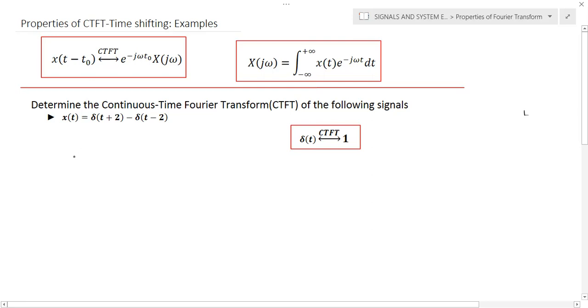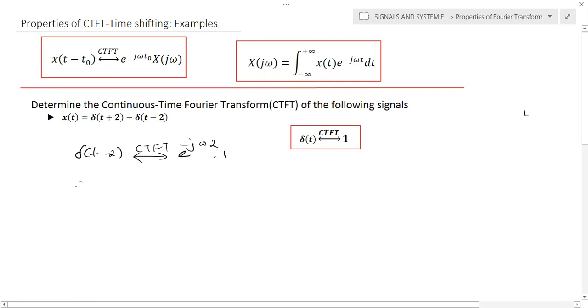Then by applying the time shifting property, there are two signals, del of t minus 2. If you find the Fourier transform of del of t minus 2, you can write it simply e raised to minus j omega 2 into 1, by applying the time shifting property, because x of t minus t0 is simply e raised to minus j omega t0 into x of j omega. X of j omega is the Fourier transform of the basic signal, that is del of t. Del of t is 1, so del of t minus 2 is simply e raised to minus j omega 2 into 1.